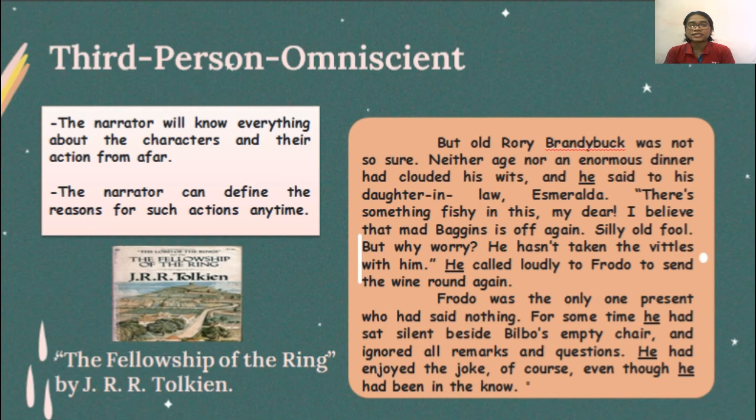Alright, and then I will continue to the second type. This is called third person omniscient. In this point of view, the narrator will know everything about the characters and their actions from afar, and be able to divine the reasons for such actions anytime. This narrator knows everything, including the feelings, emotions, and opinions of every character, whether the character expressed them or not.